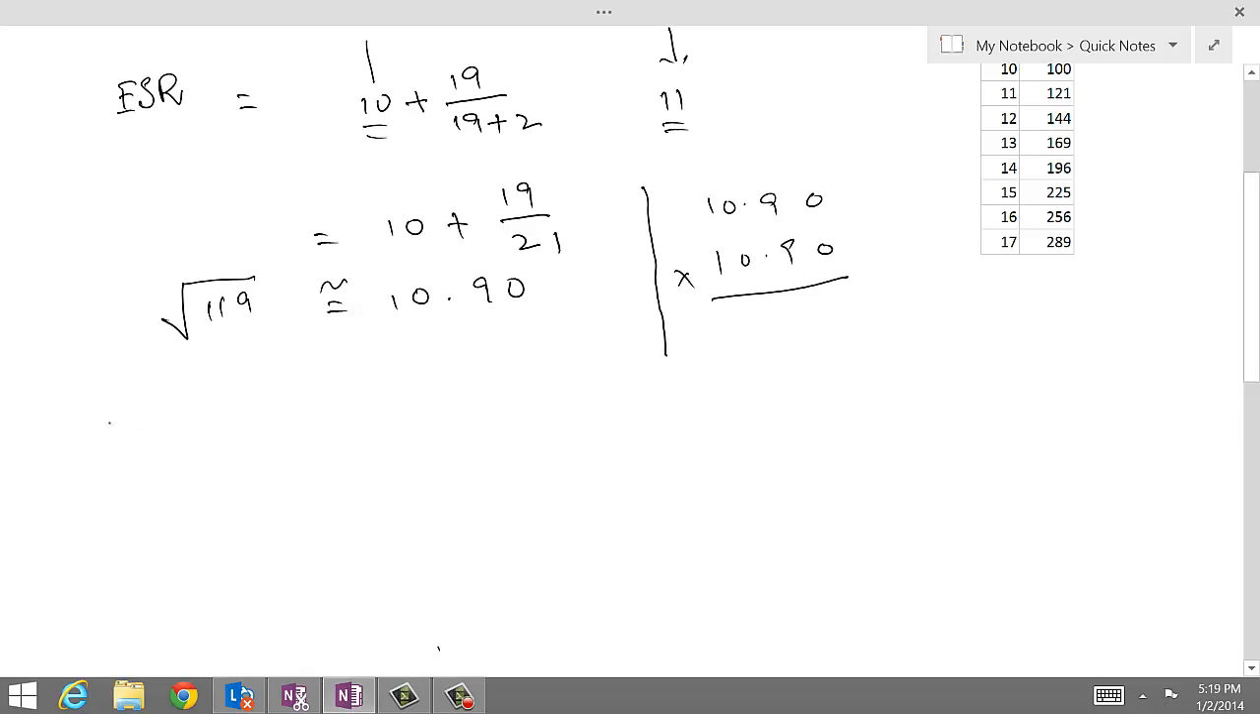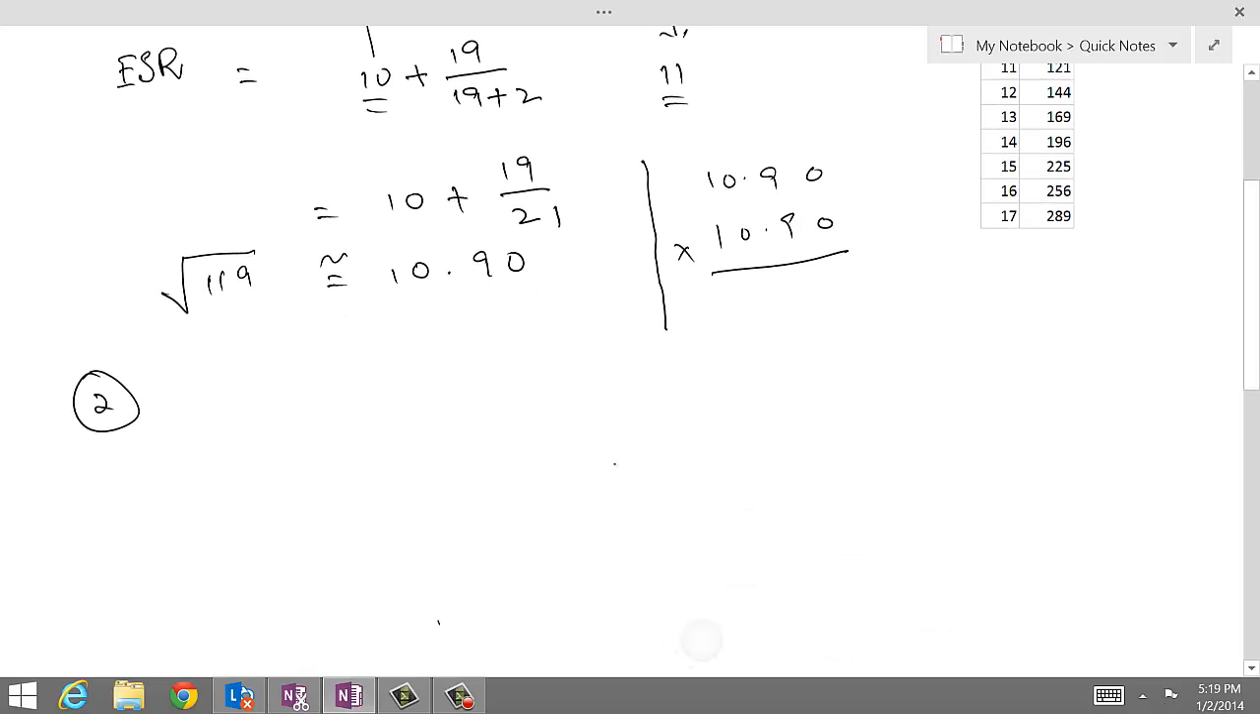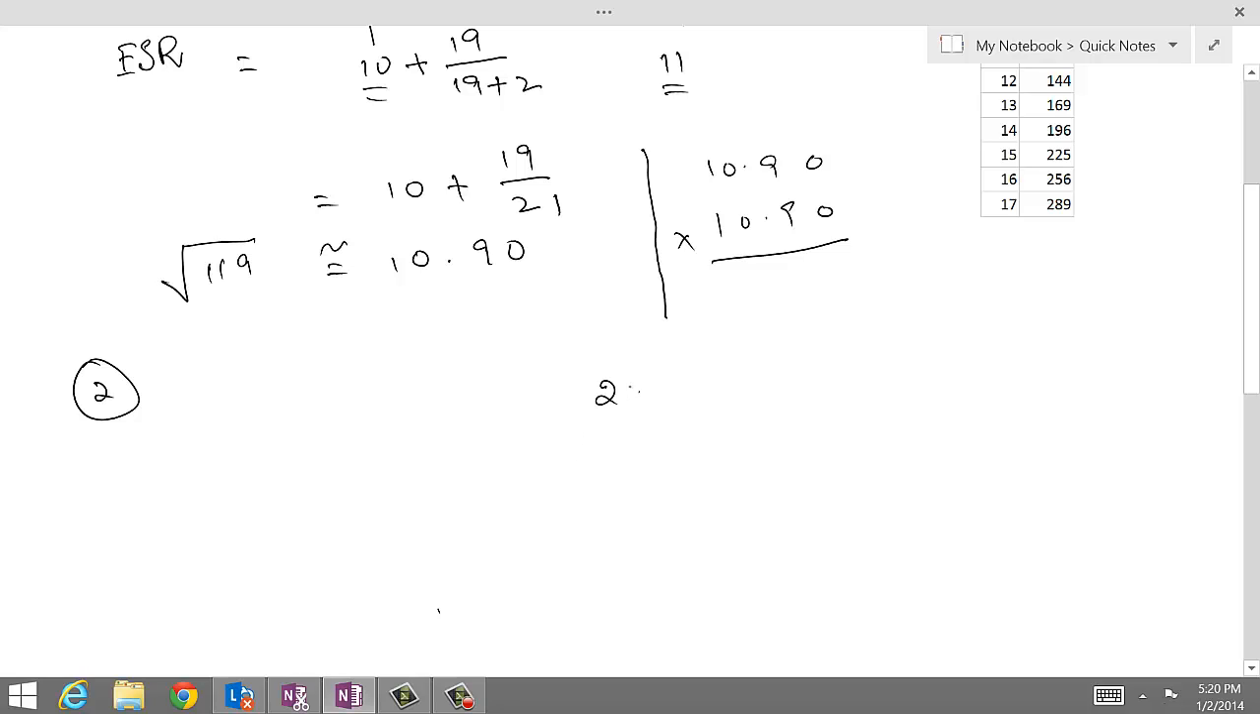Now, question number 2. For question number 2, we have 297. Which perfect square is closest to 297 on either side? On the upper side, I believe this would be 324. That is the square root of 18. And on the lower side, obviously this must be 17, and the number is 289, for which the square root is 17.